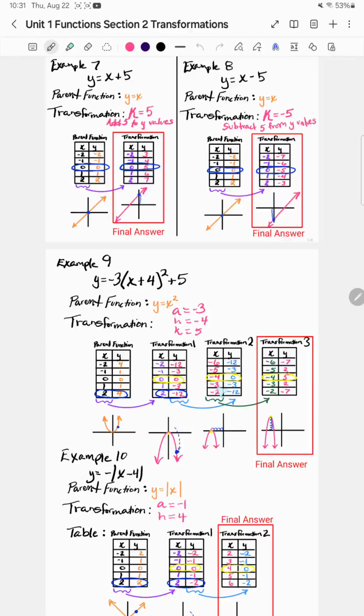So now you can see that the x's are going to change. -2, if I subtract 4, I get -6. -1 minus 4 gives me -5. 0 minus 4 gives me -4, right? And so from here, we can keep going.